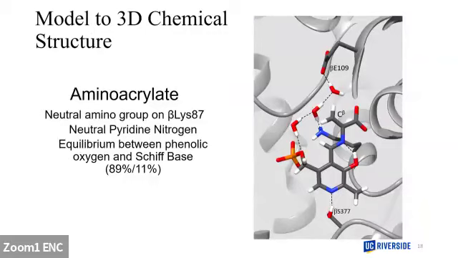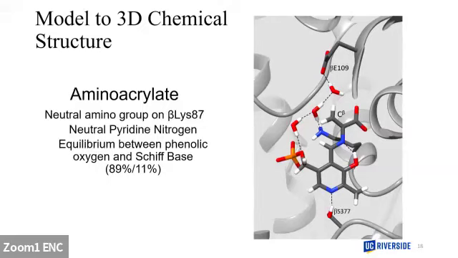From the analysis, we can move from saying we are looking at models to saying we have a 3D chemical structure. We were looking at the amino acrylate of tryptophan synthase. For this, we find a proton exchange between the phenolic oxygen and the Schiff-base nitrogen, whose populations were determined to be 89% protonated phenolic oxygen. The pyridine nitrogen was found to be deprotonated, which in earlier proposed mechanisms was thought to be protonated.